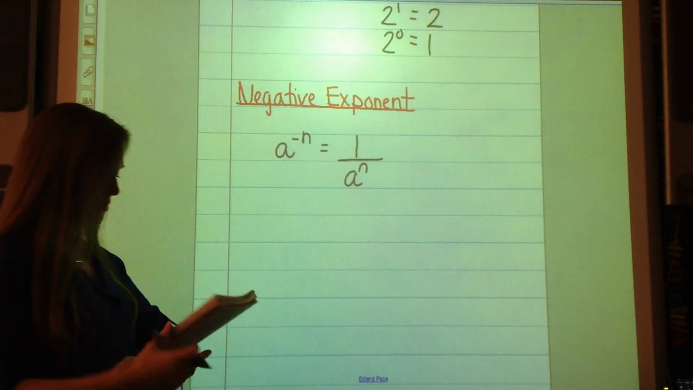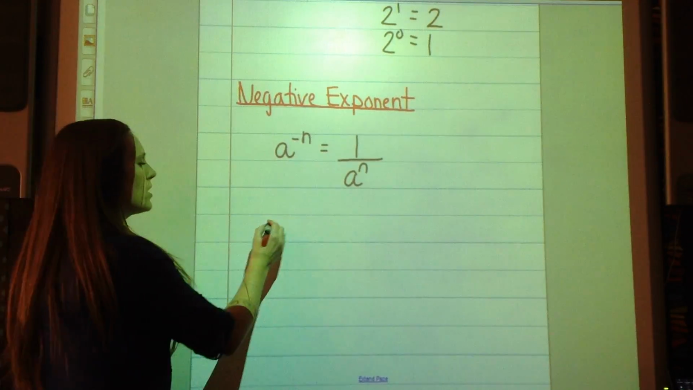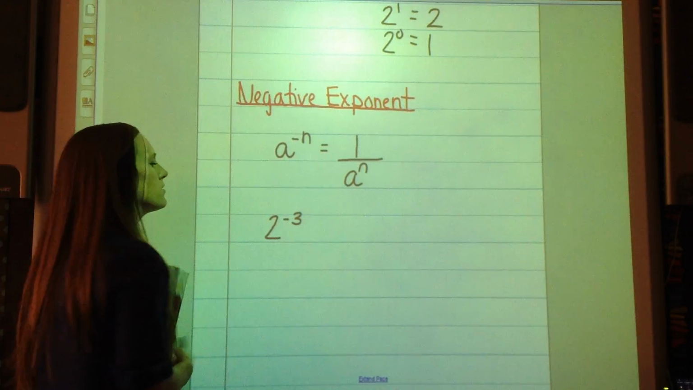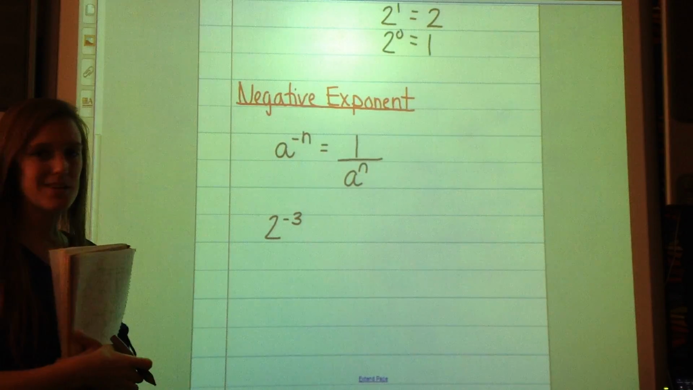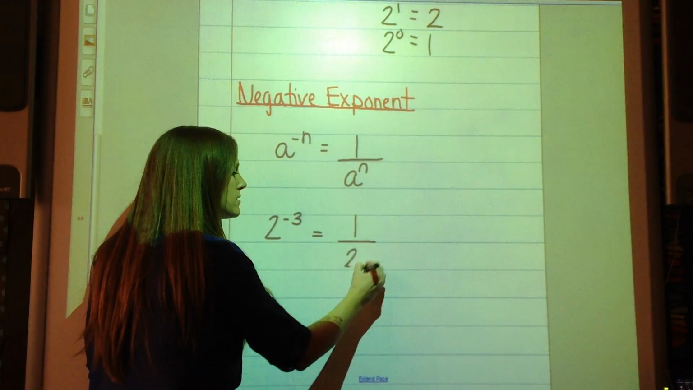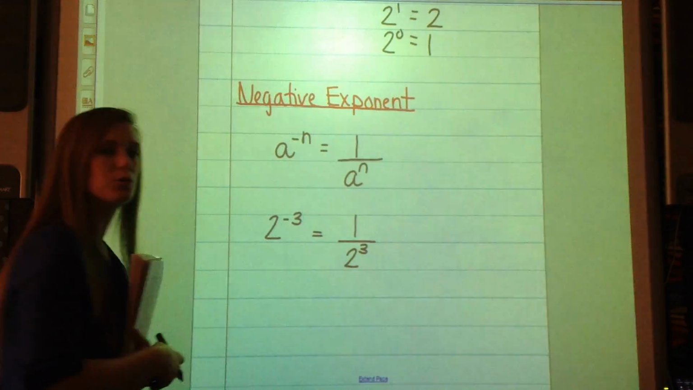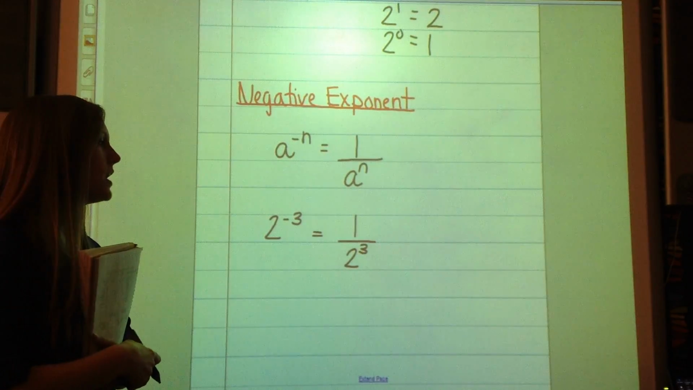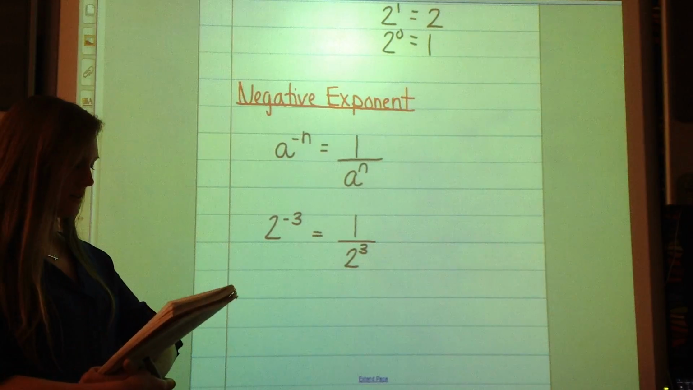Let's look at an example. Let's say we have 2 to the negative third. That negative in the exponent tells us that the base and the exponent moves to the denominator, and then the exponent becomes positive.